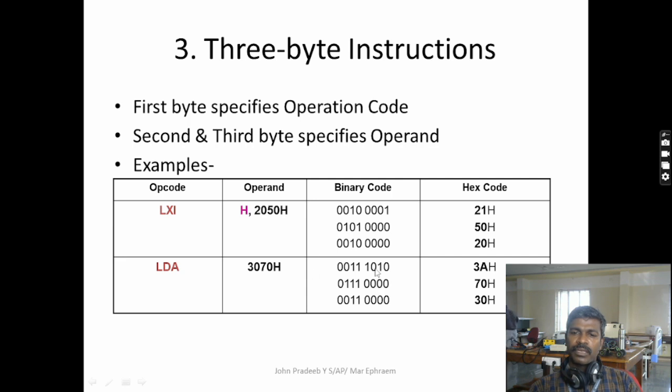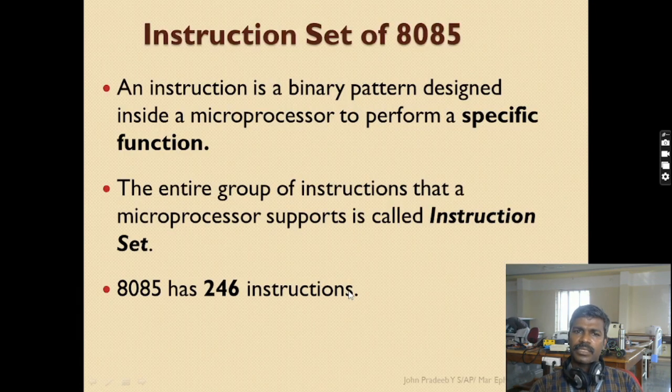It also has a 24-bit binary number. Next, we already saw that an instruction is a binary pattern designed inside a microprocessor to perform a specific function. Now you are clear about what a binary pattern is. From the previous examples, we know about 8-bit, 16-bit and 24-bit, depending upon the size. Next, the instruction set: the entire group of instructions that a microprocessor supports is called an instruction set.